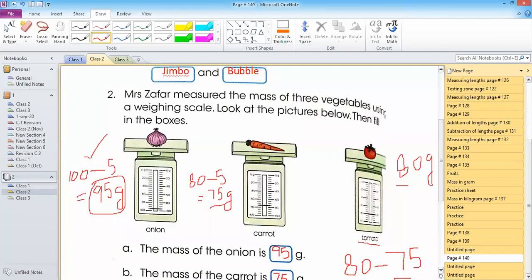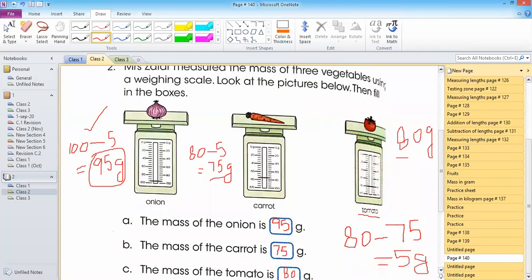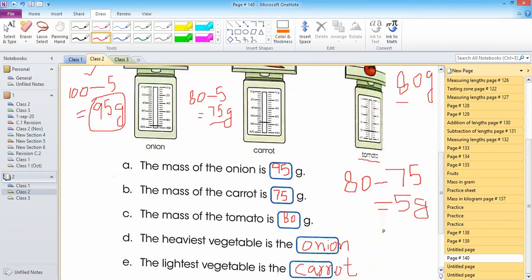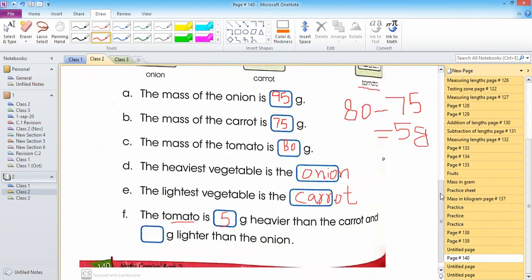How do you know it is 5 gram heavier? Because you find out the difference. Okay. The tomato mass was 80. Carrot mass was 75. When you subtract their masses, you find out the difference, that is 5 grams. So tomato is 5 gram heavier than carrot.